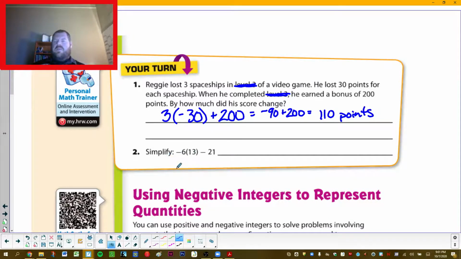All right, this problem here. I have negative 6 times 13 minus 21. Do the multiplication first. Okay, we need to know what 13 times 6 is. If you're unsure, take it off to the side, and we get 78. With a negative 6, that's going to be negative 78 minus 21. We can think about subtraction as add the opposite if we want to, but either way, we're going to get negative 99.